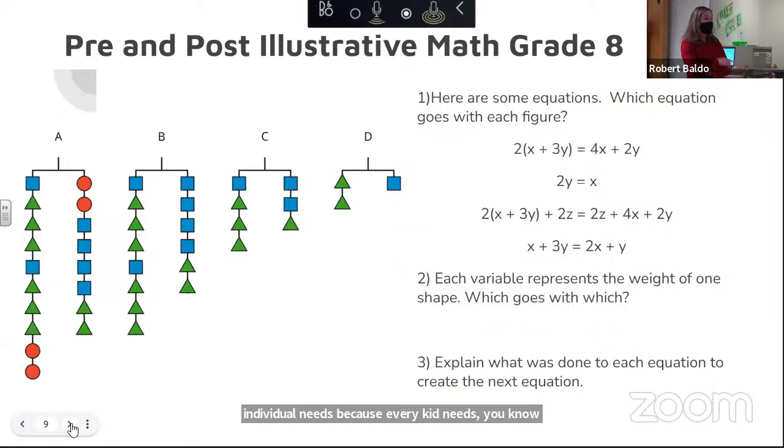But we were able to basically keep them within the Illustrative program, but just maybe change what the problem looks like. Maybe give them some extra organizers to figure out how they're going to get started with a problem. Maybe split the problem down into fewer parts so that they can access it better.